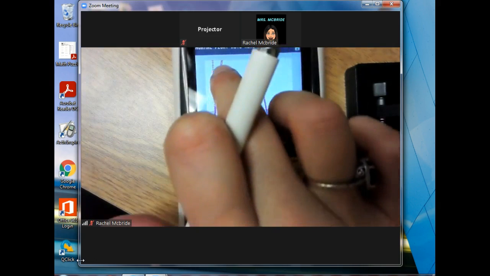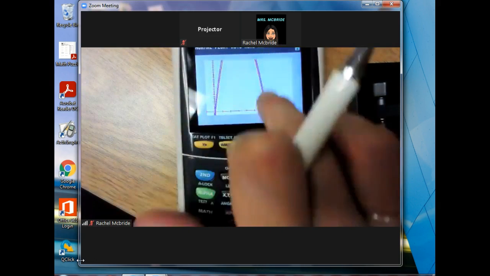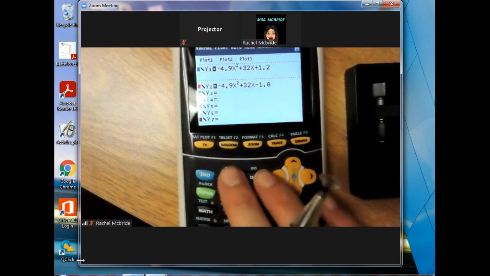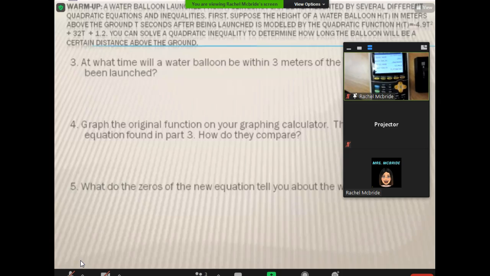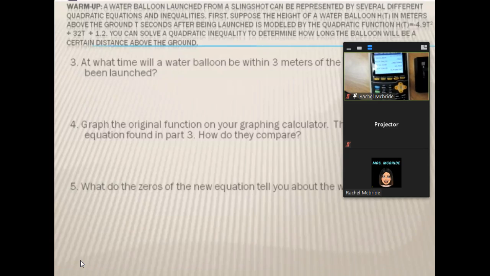So again, it's hard to see, but you can tell that the red is below the blue. So how do they compare? They compare because the second graph is below the first graph. And then what did the zeros of the new equation tell you about the water balloon? They told me when the water balloon was at a height of 3.